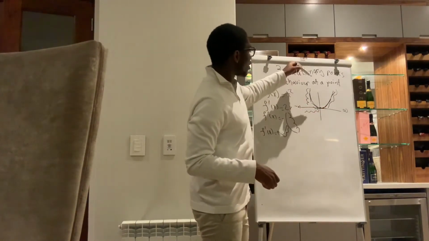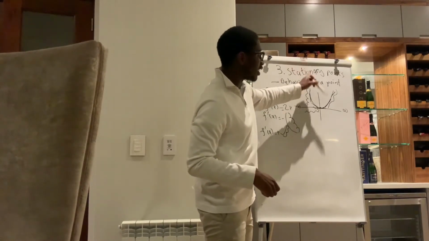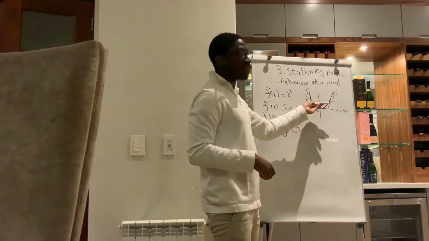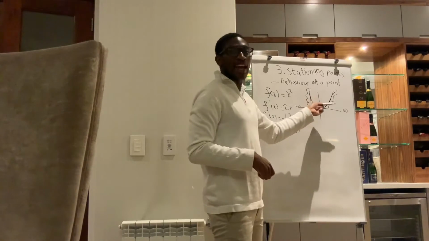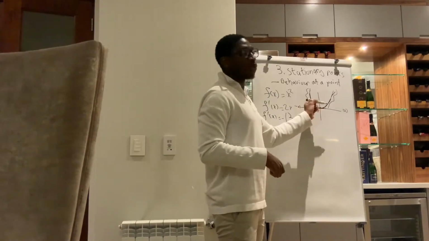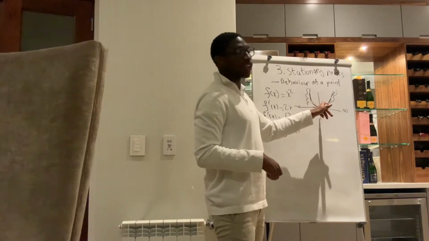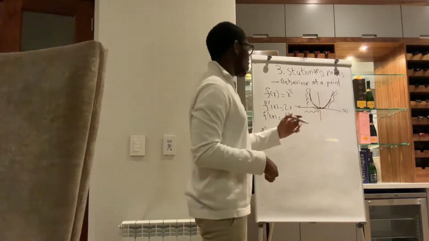So if to the left of the stationary point the function is decreasing, and to the right of the stationary point the function is increasing, at that stationary point the function is still. The rate of change of the function is 0. In other words, all points where the derivative is 0, we call those stationary points because the function is still.